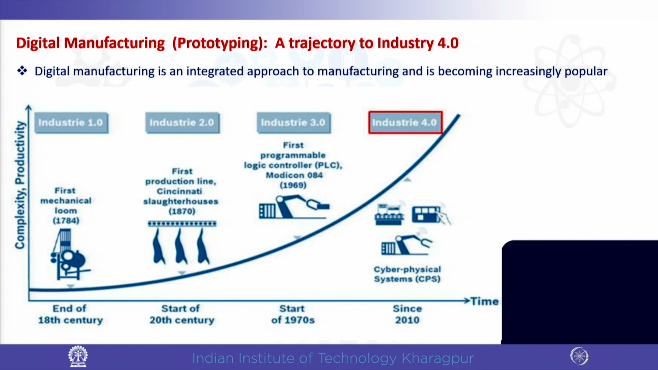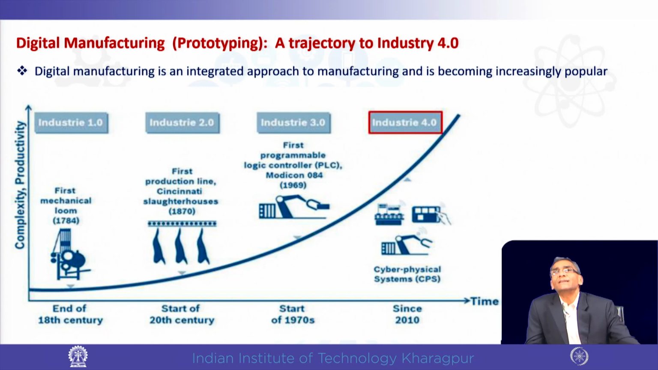Here I have already discussed, but you can see the progression from the end of the 18th century to the start of the 20th century to the start of the 1970s, and now beyond 2010. This is the time frame where we have moved from industry 1.0 to 2.0 to 3.0. Now we are in 4.0, where this digital manufacturing prototype is touching that trajectory or falling on that trajectory. So that is the integrated approach to manufacturing, and that is getting increasing popularity.